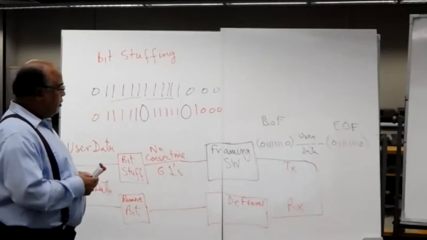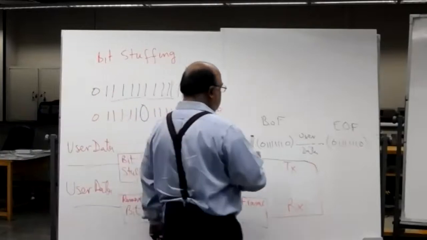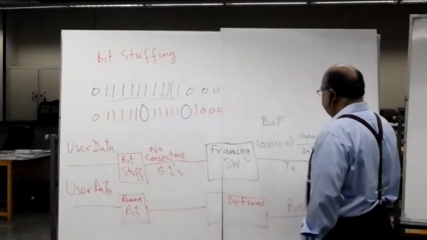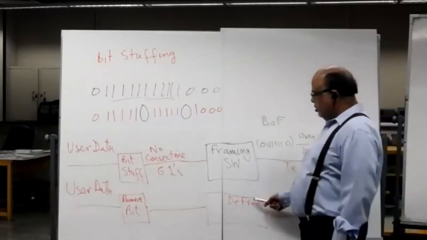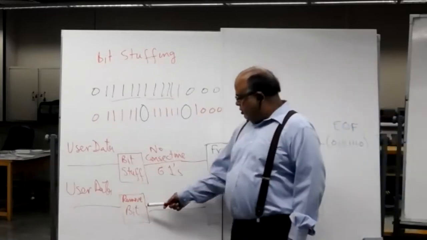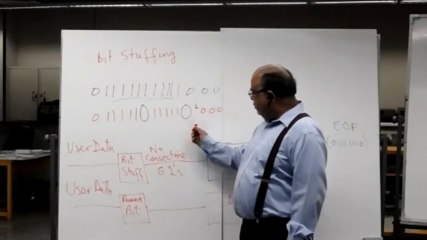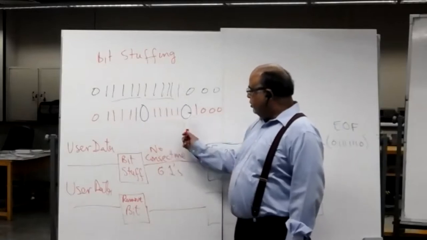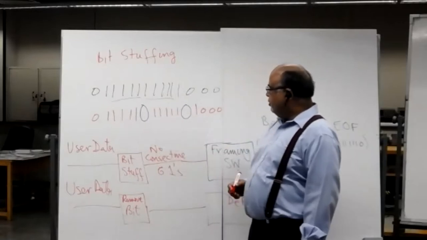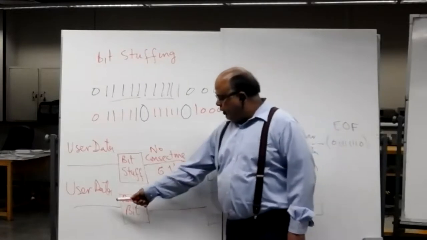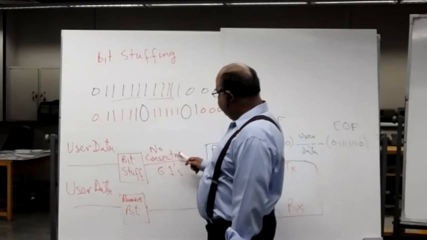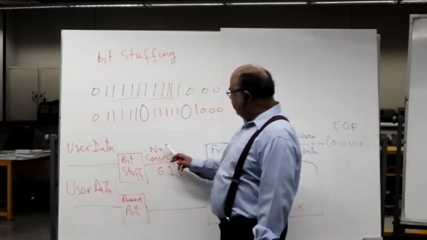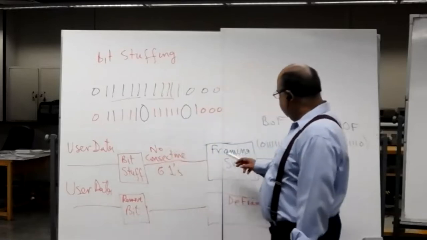So deframing software removes the beginning of frame and end of frame and all the control information. And this over here removes these bit-stuffed extra zeros that were stuffed in the data. Now here you can have a long string of ones. Here you cannot have a long string of ones, because after every five ones an extra zero is inserted.